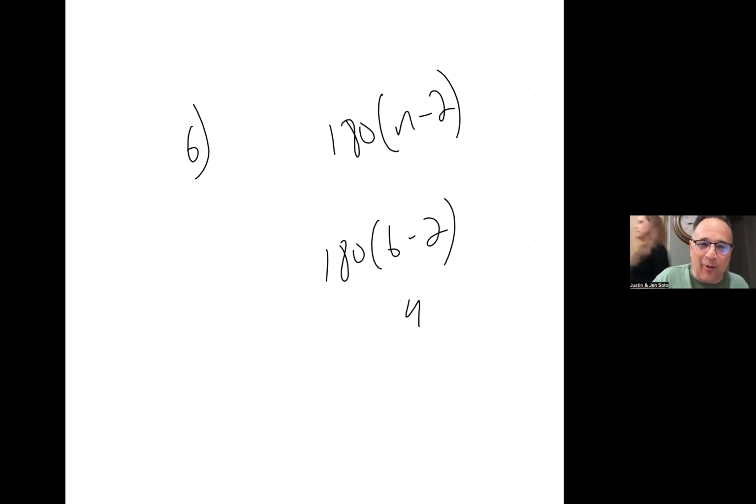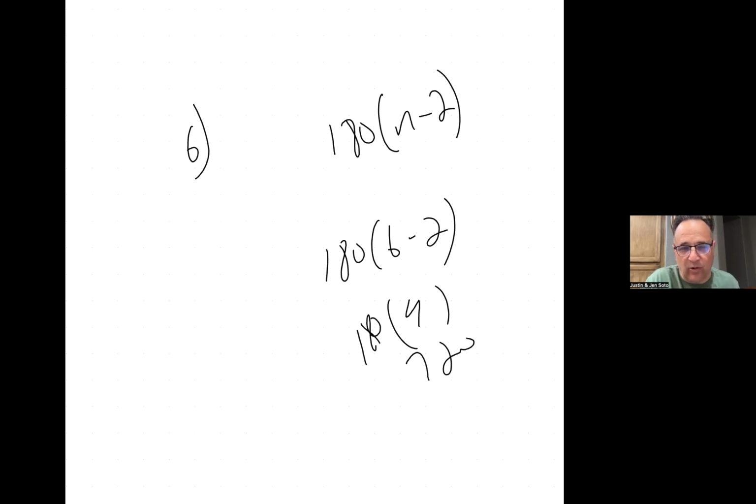And so 180 times 4 is, I believe, 720, right? 4 times 0 is 0, 4 times 8 is 32, 4 times 1 is 4 plus 3 is 7, 720. So there you go. Why don't you try number 7 on an 8-sided octagon? Again, the n is the number of sides, so you put an 8 there. Try that one. Pause it to give you a chance to do it, and then I'm going to write it here.